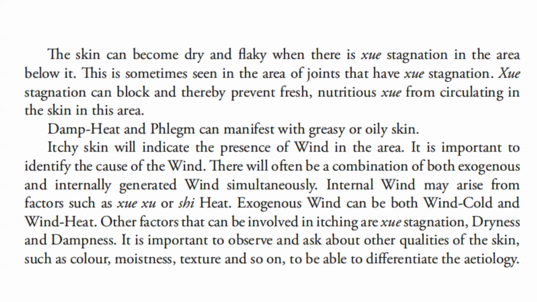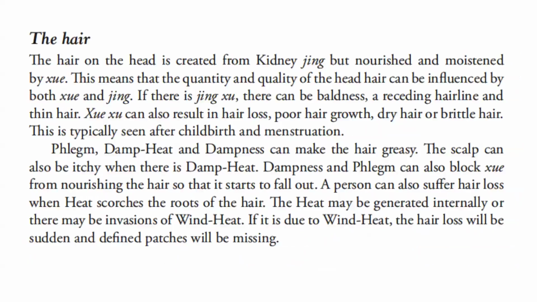It is important to observe and ask about the other qualities of the skin, such as color, moistness, texture, and so on, to be able to differentiate the etiology. The hair. The hair on the head is created from kidney jing, but nourished and moistened by blood. This means that the quantity and quality of the head hair can be influenced by both blood and jing.